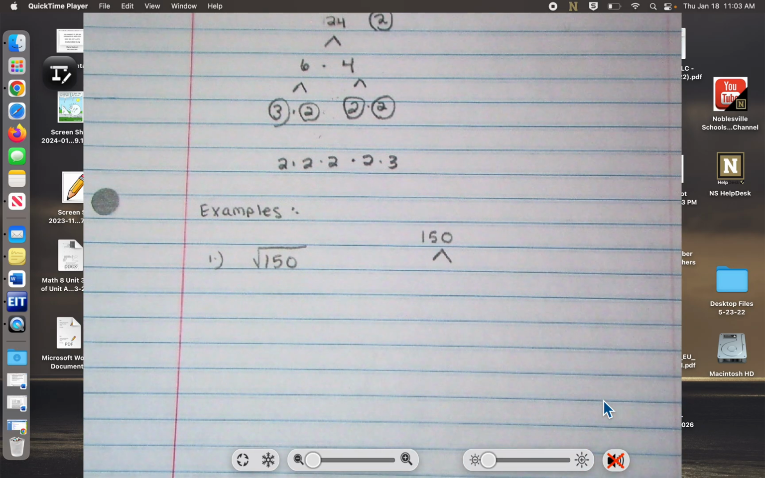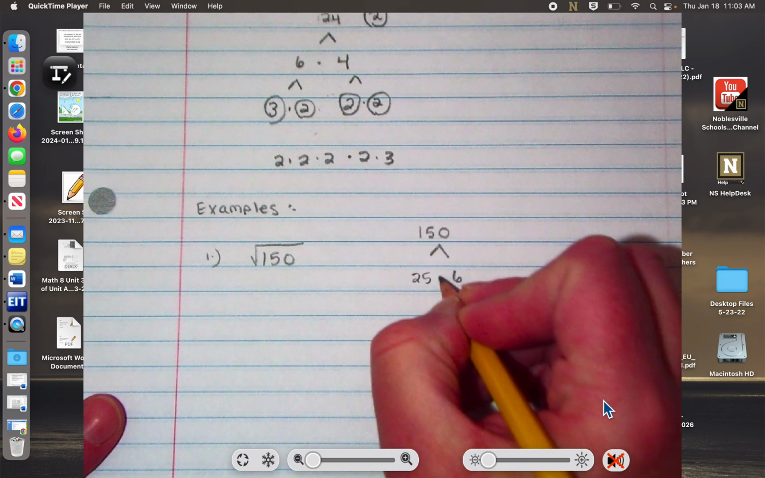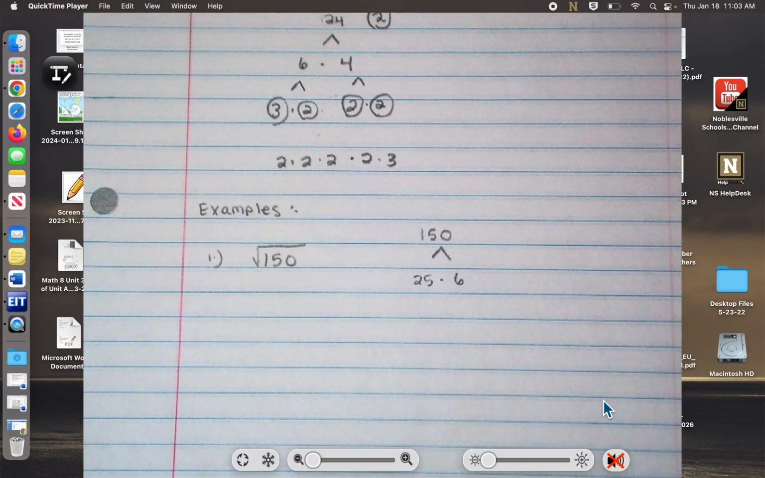Okay. So your factor tree might not match mine. You might be thinking 30 times 5. Maybe somebody else is thinking 50 times 3. Maybe someone's thinking 25 times 6. It doesn't matter what you start with. Okay? I'm going to do 25 times 6. Right? That would give me 150.